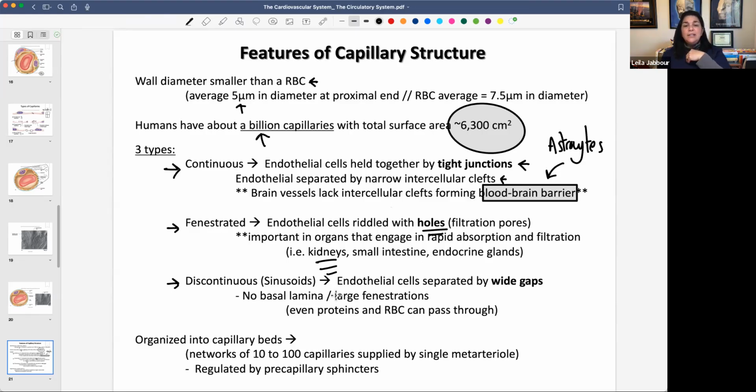And then the sinusoid ones have these very wide gaps. That's what a sinus is referring to. It's really bigger than just a fenestration. No basal lamina, very large openings. This is when proteins and red blood cells literally can get through and out of the vessel. So we'll see those again in kidneys. You'll see.